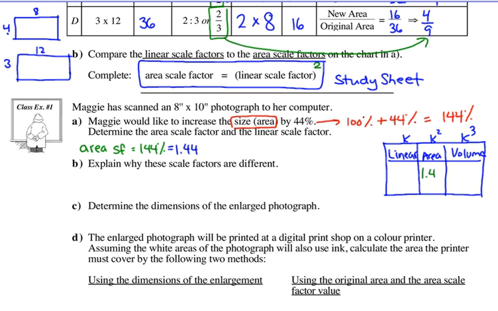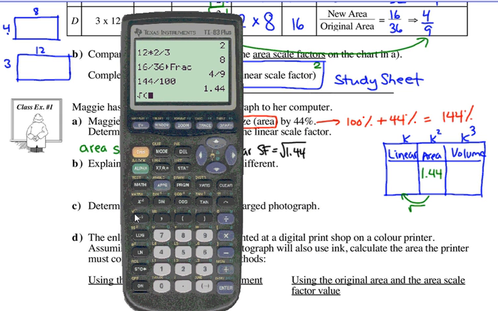So how do we get our linear scale factor? We're going to go backwards. So notice when we wanted to go forward, if I knew my linear, to get my area, I would square it. So to go backwards and get our linear scale factor, we need to square root it. So if I wanted to go this way, I'd have to square root to get to my linear. Okay, so our linear scale factor is going to be the square root of 1.44. So grab your calculator. The square root of our area scale factor, and it's 1.2.